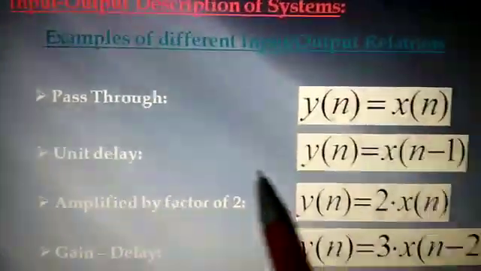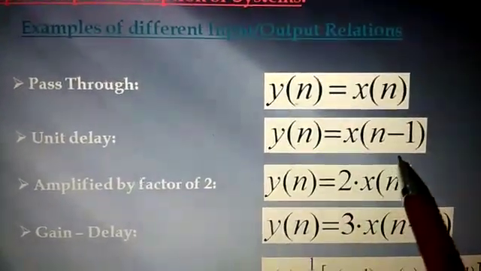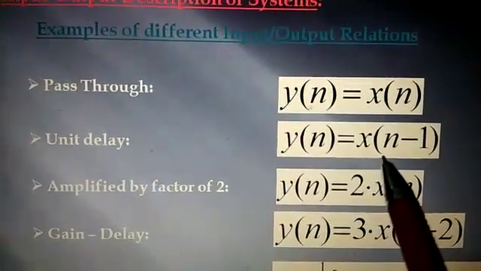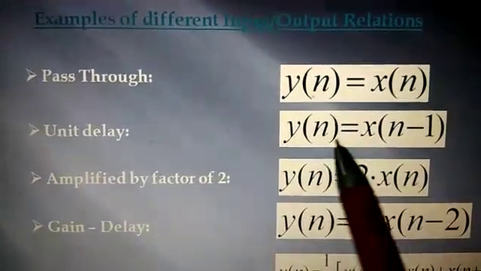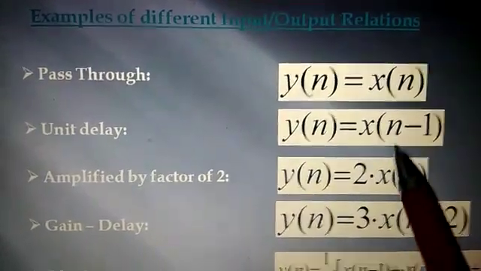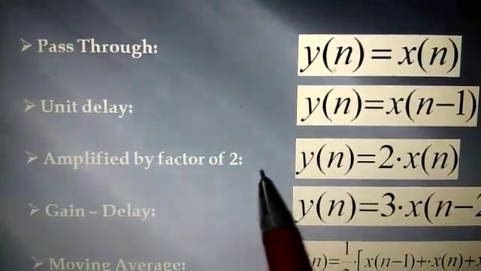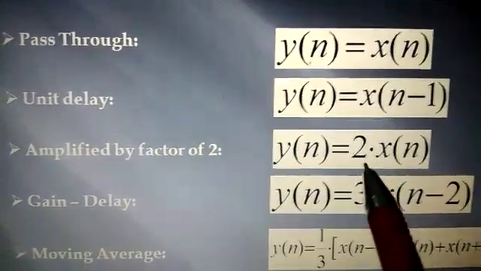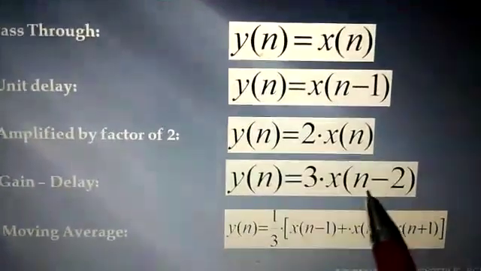Similarly, this is pass through in case of the discrete time system. Then this is unit delay represented by x of n minus 1. y of n is equal to x of n minus 1. In terms of z transform, we represent this as z inverse X of z. If it is delayed by 2 samples, it may be represented as z to the power minus 2 X of z. Then amplified by a factor of 2, y of n is equal to 2 into x of n. You can say this is gain.